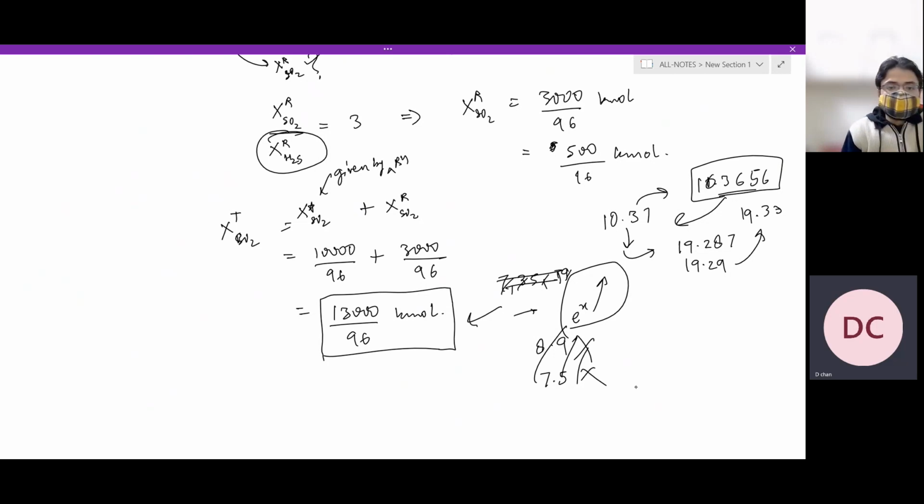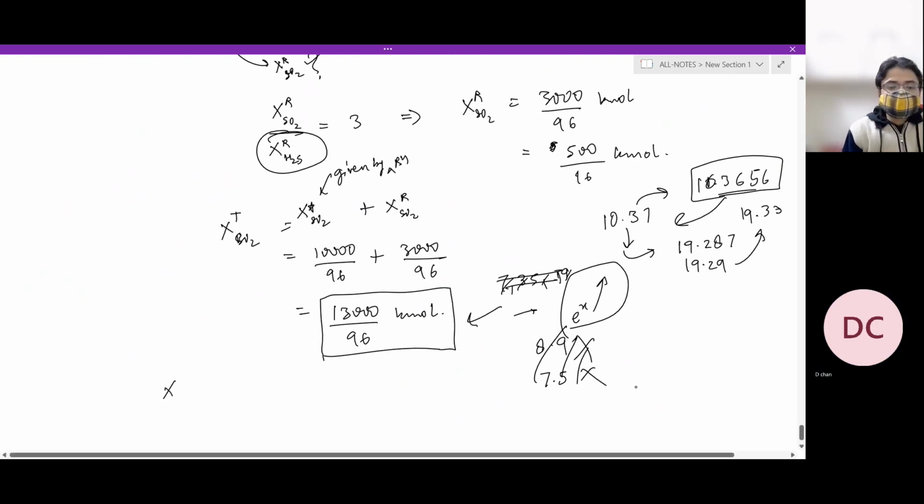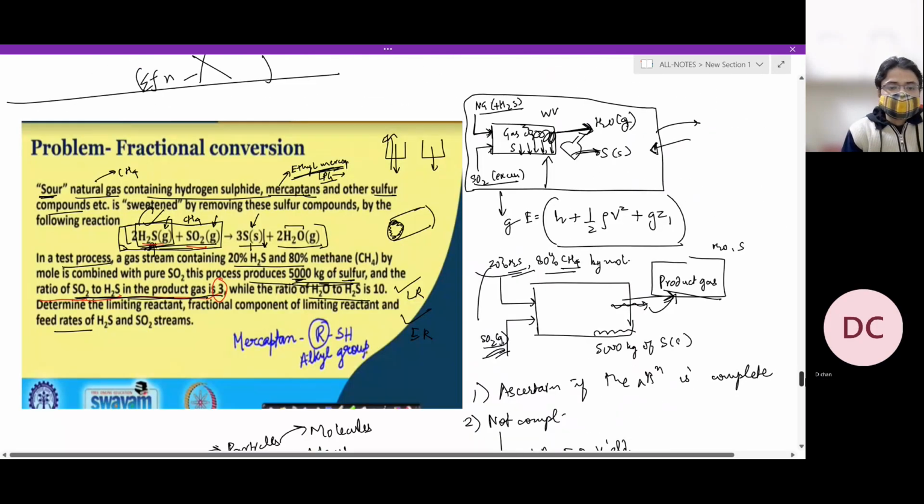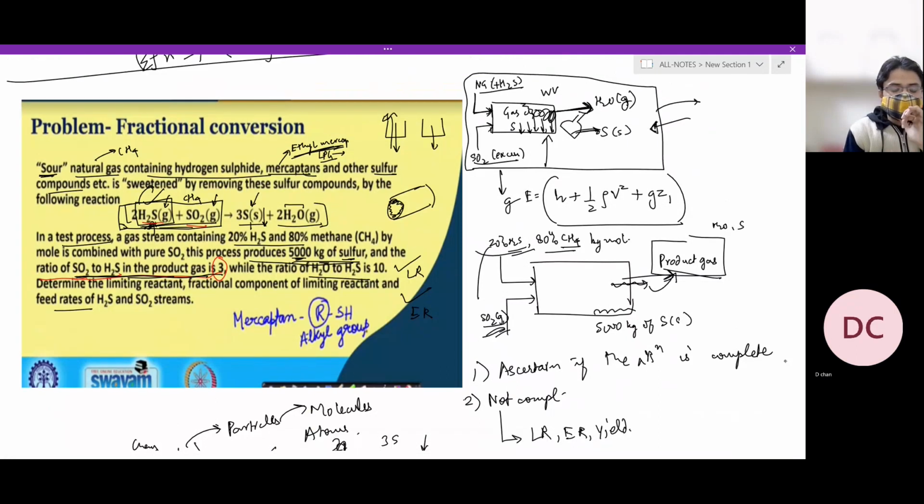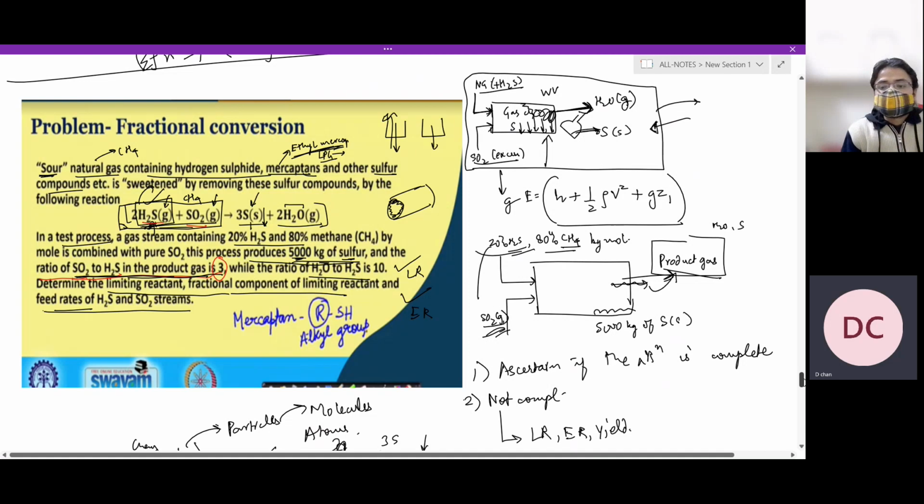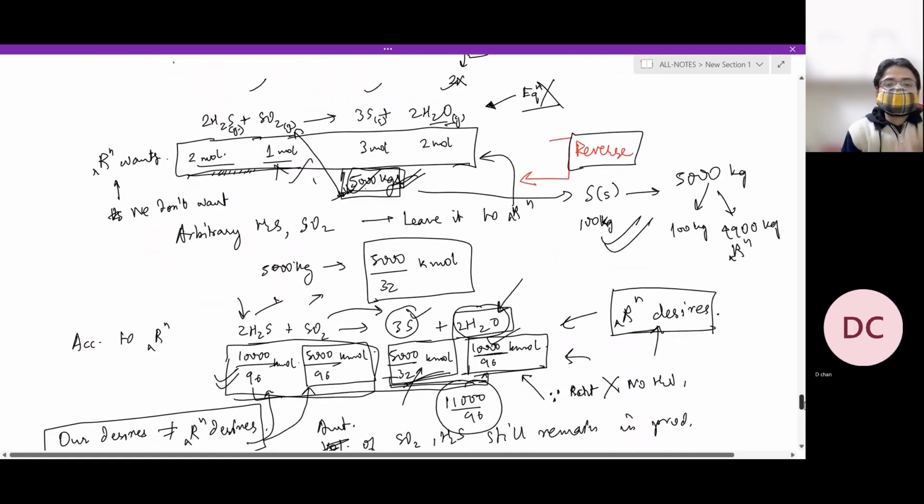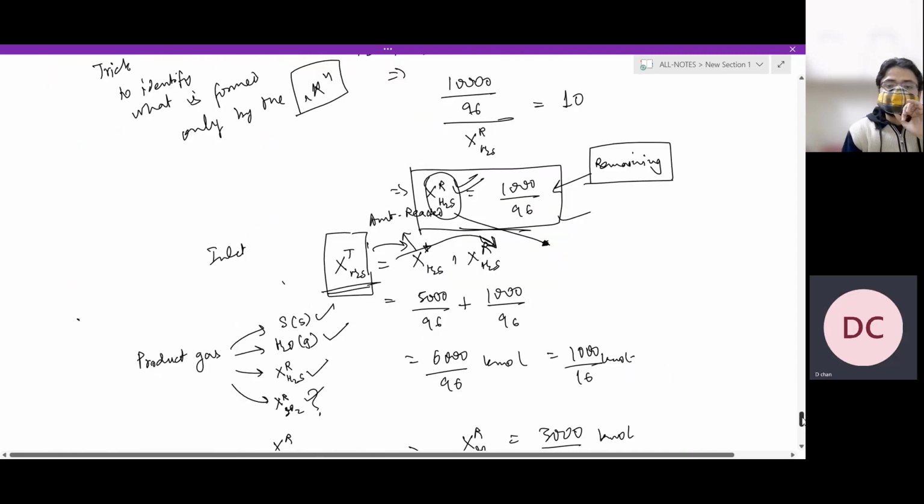Okay? Yes, sir. So now what do you have? You have SO2, you have X_T of H2S. Okay? You got everything actually. Yes, sir. So now you need to calculate the limiting reactant, fractional component, and the feed rates of H2S and SO2 streams. Okay? So now when we are talking about the limiting reactant.